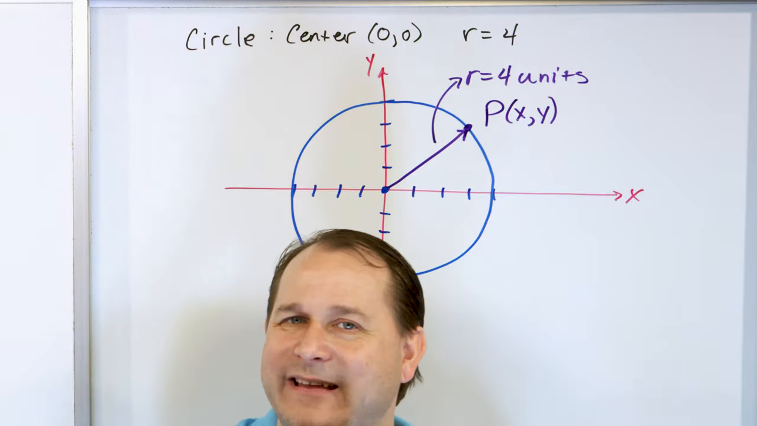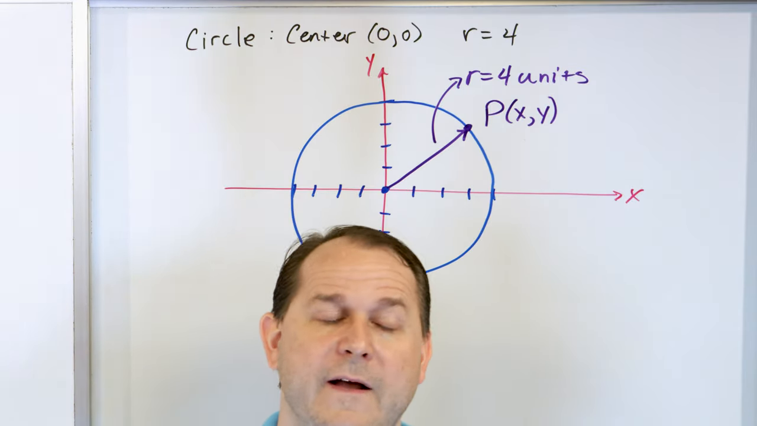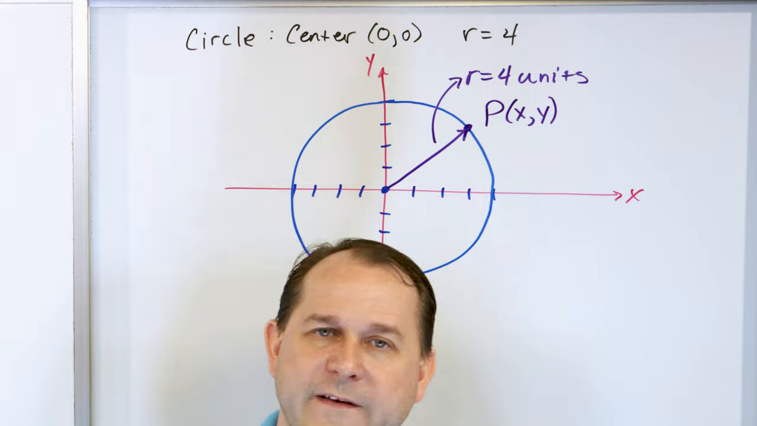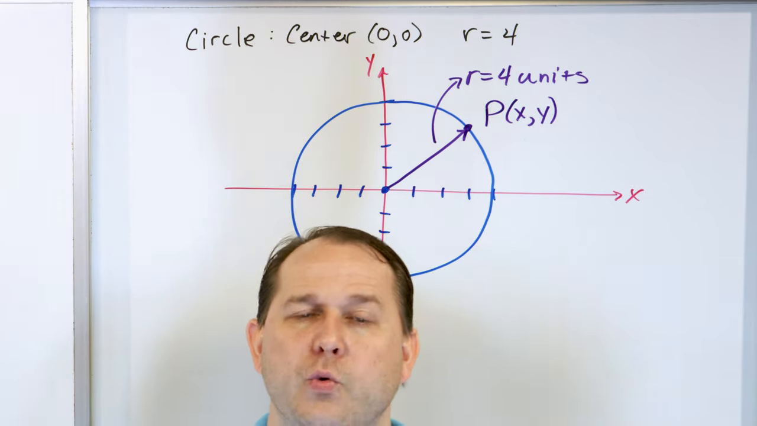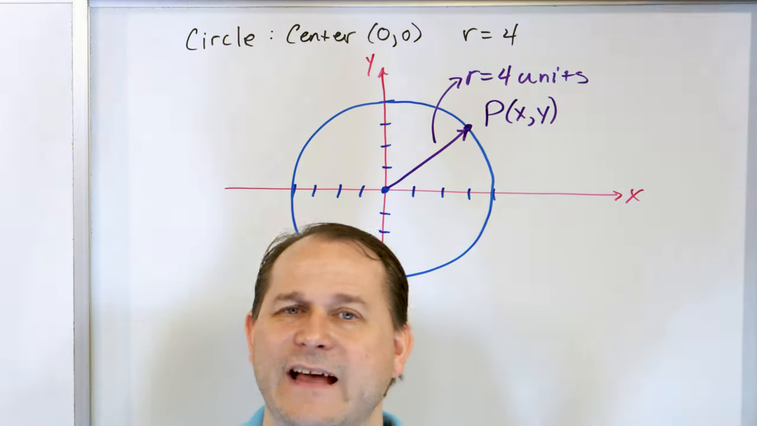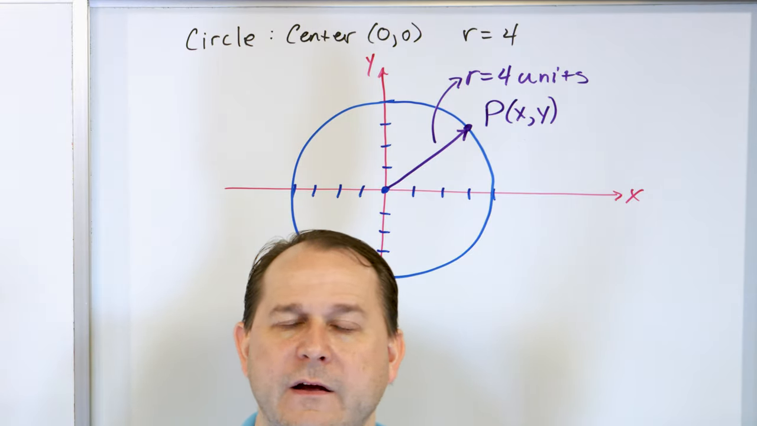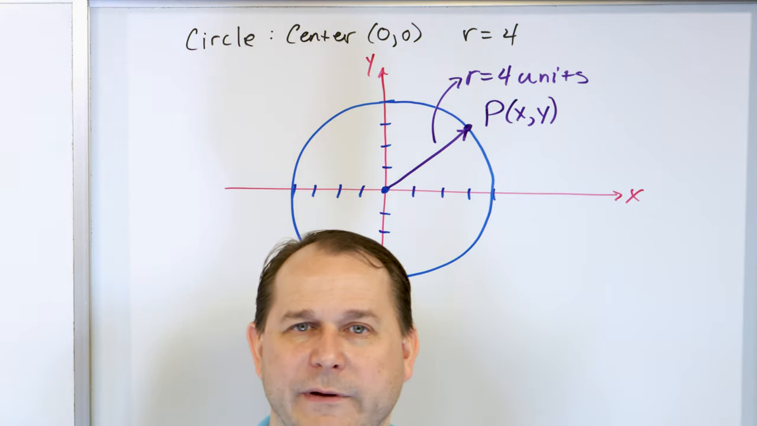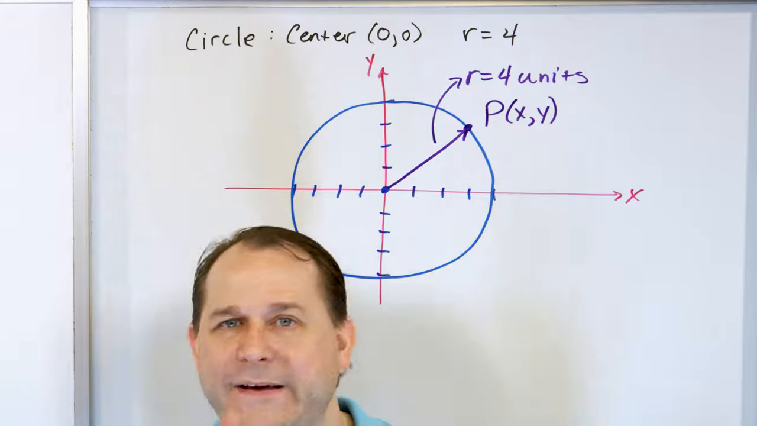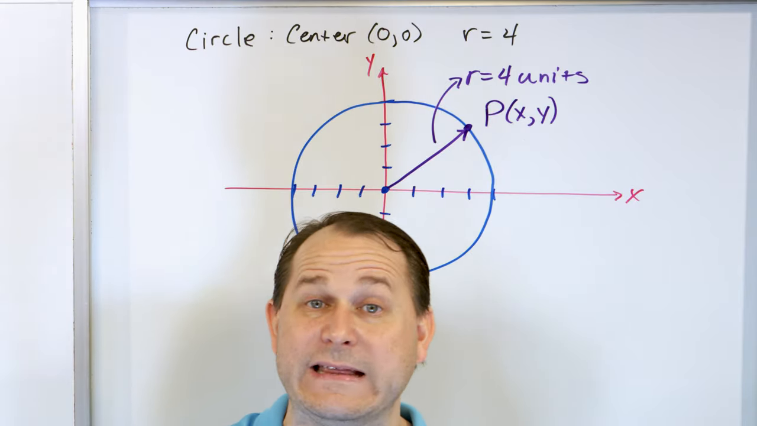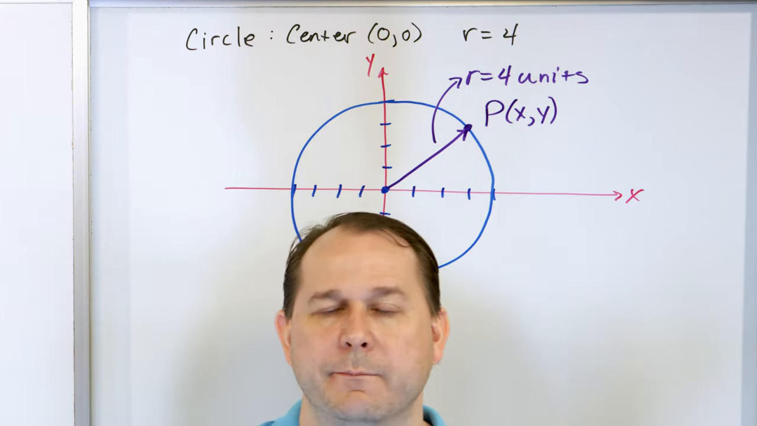Now remember, I'm saying the distance from the center must be 4 units. Remember, we learned something called the distance formula. We know how to find distances. Anytime we have 2 points in the XY plane, we can just stick it right into the distance formula and calculate the distance. And we're saying that all of these points have to be 4 units from the center. So we can then write down the equation by using that.